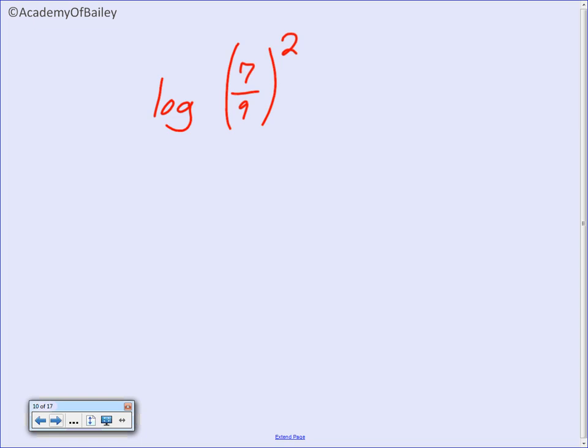All right, here are some examples. I'd like you to try these. If you feel comfortable doing these on your own, then work them out on your own, and then hit play and make sure they match up with mine. If you would like to work along with me, let's go ahead and do that.